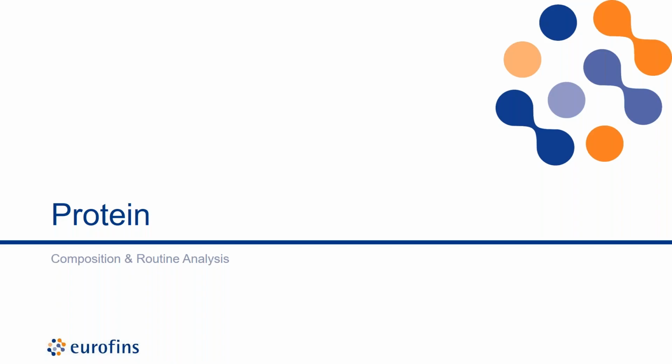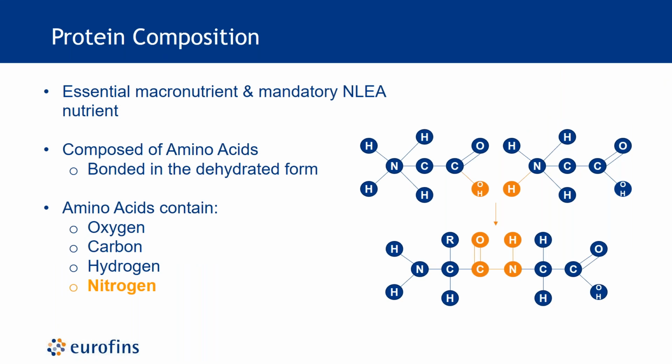I'll get started with protein. We're just going to briefly talk about composition and routine analysis, how that historically came about, and how we determine protein today. Almost everyone knows, whether you're in the food industry or not, protein is an essential macronutrient in the human diet. It's important for energy, and it's also a mandatory NLEA nutrient when significant in the product.